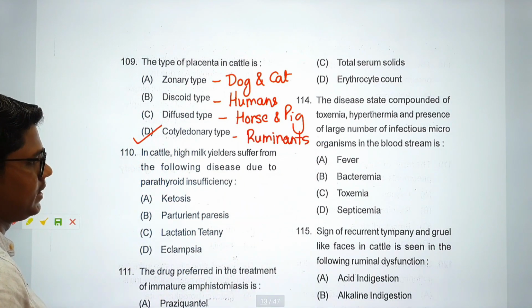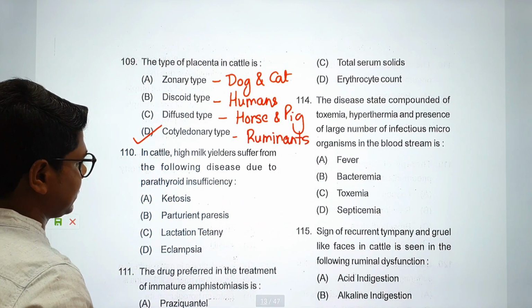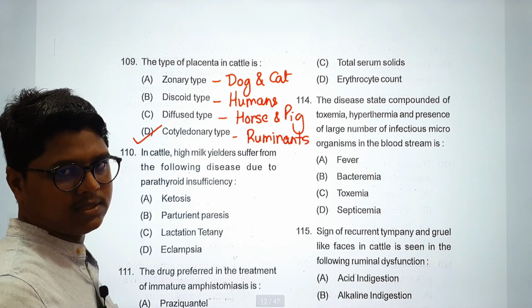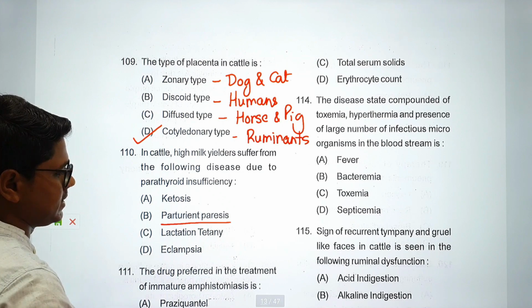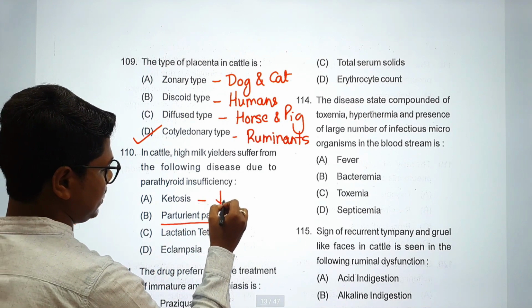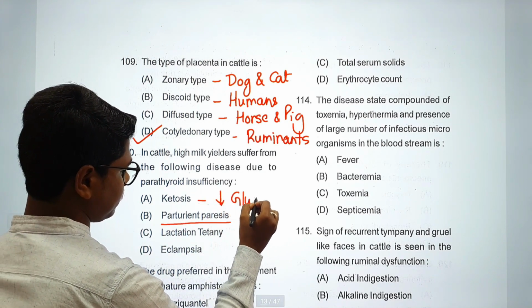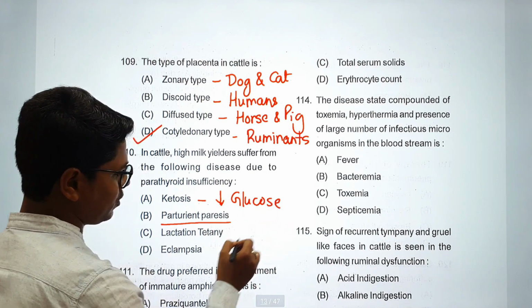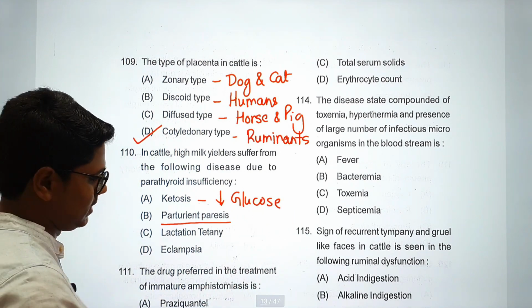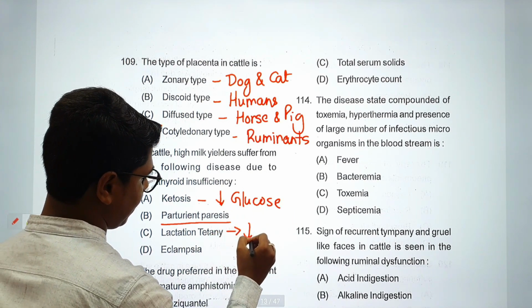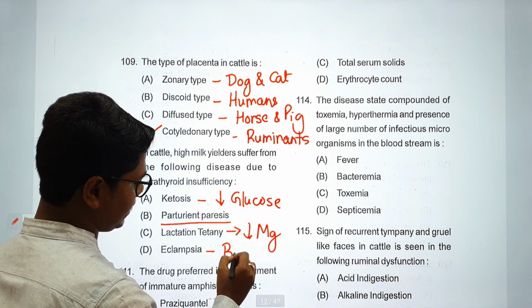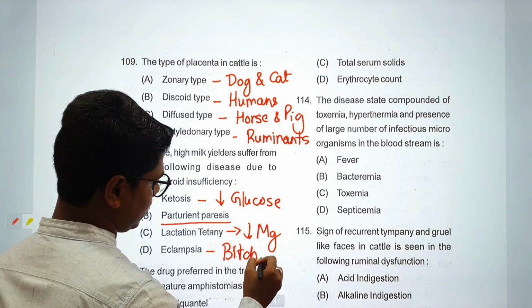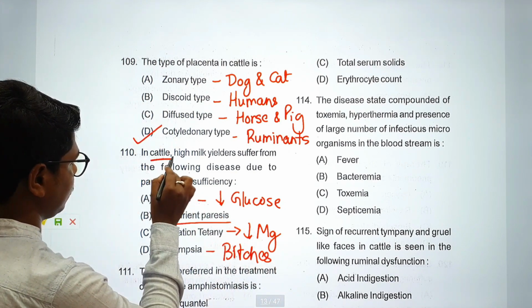In cattle, high milk yielders suffer from the following disease due to parathyroid. Parathyroid gland is responsible for calcium metabolism. Okay, so the answer is parturient paresis. Ketosis is due to deficiency in glucose. Lactation tetany, also known as hypomagnesemic tetany, is a deficiency of magnesium. Eclampsia is also calcium deficiency, but this is found in bitches or dogs. Okay, so here the question is about cattle.